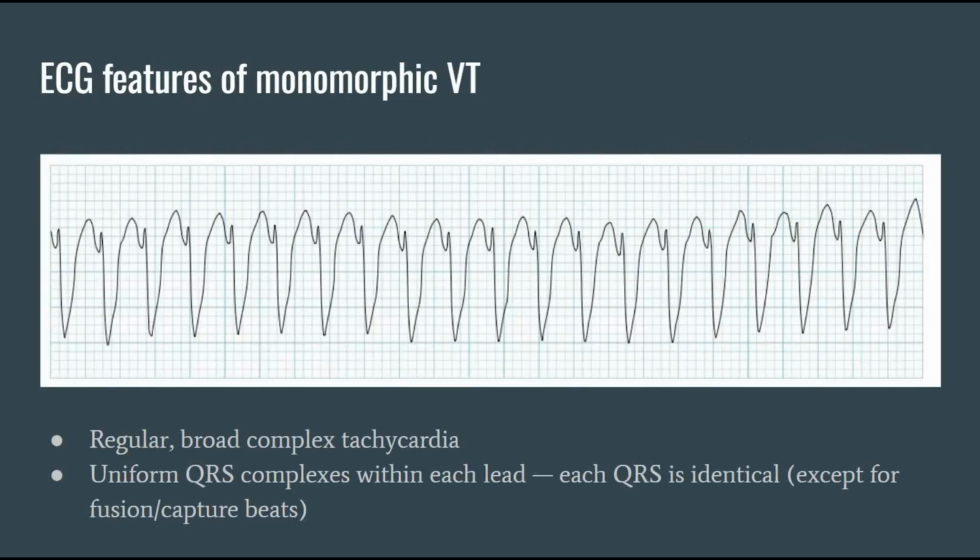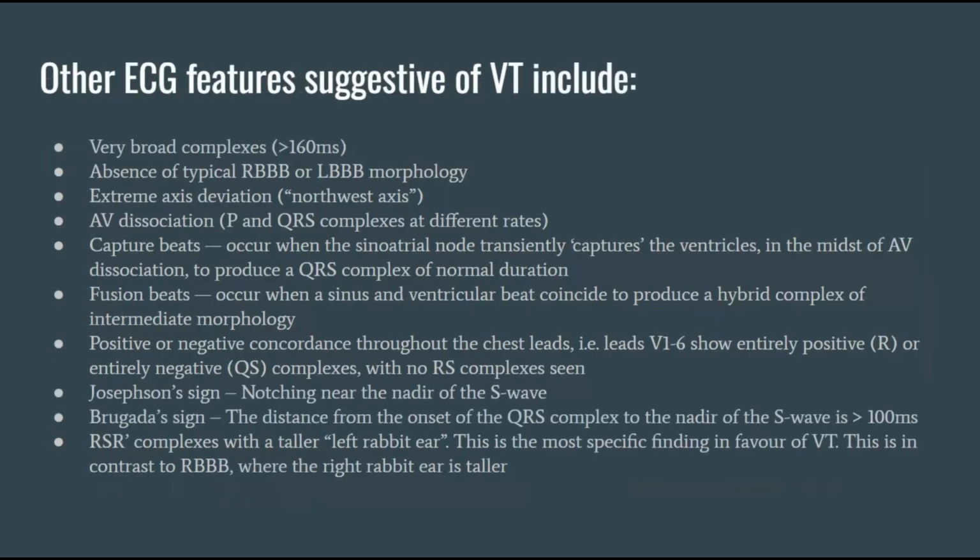ECG features. Monomorphic VT presents as a regular broad complex tachycardia. Key ECG characteristics include uniform QRS complexes within each lead, identical in appearance except for fusion or capture beats. Very broad complexes exceeding 160 milliseconds. Absence of typical RBBB or LBBB morphology. Extreme axis deviation, also called the northwest axis. AV dissociation: P waves and QRS complexes appear at different rates.